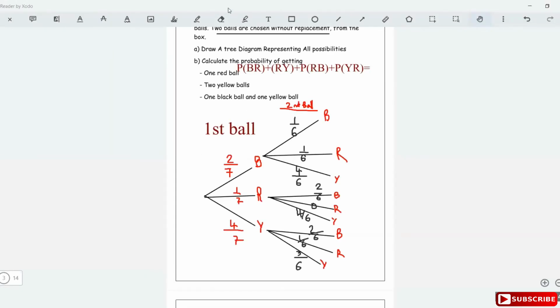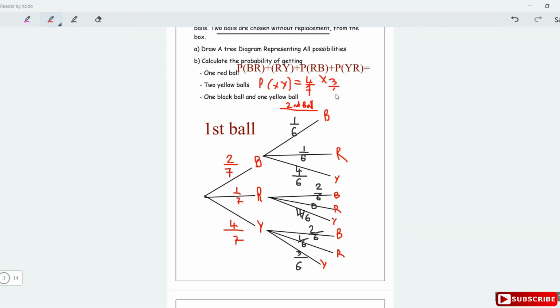Probability of getting 2 yellow. So to get 2 yellow just means I get yellow then yellow. So the probability of getting yellow then a yellow, that would just be 4 over 7 multiplied by 3 over 6. That would be the probability of getting 2 yellows. So the probability of getting 2 yellows is 12 over 42.